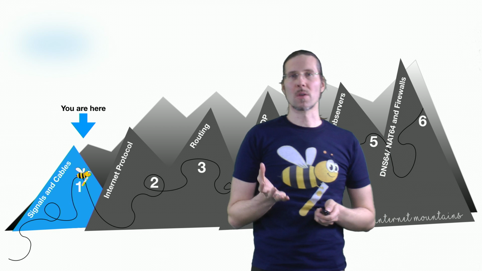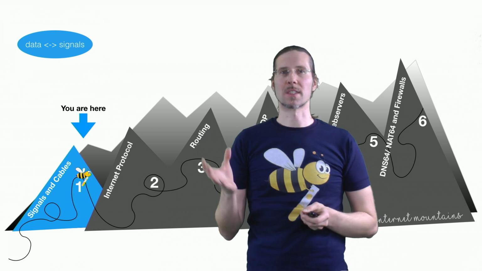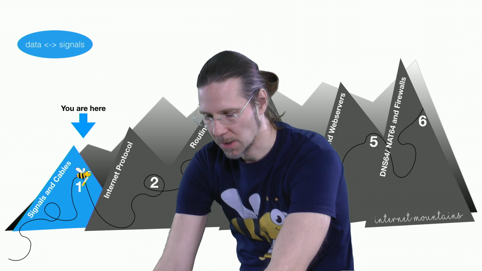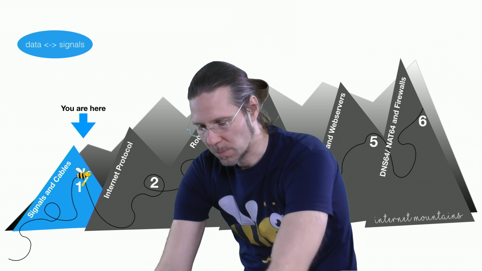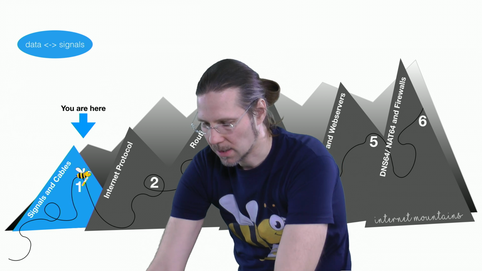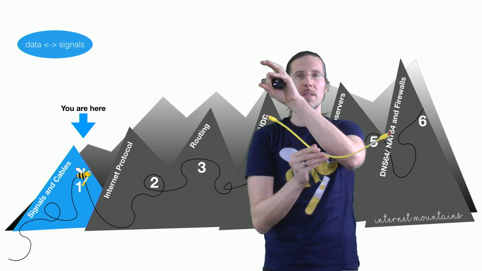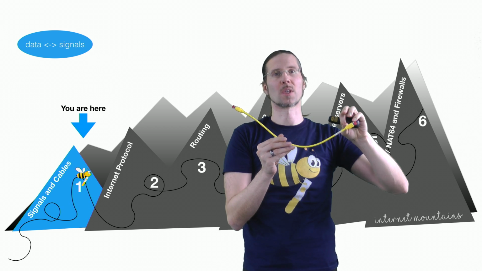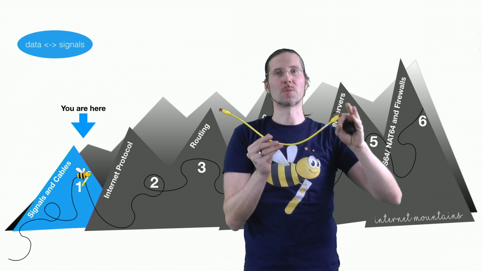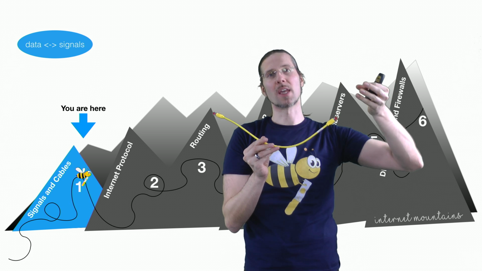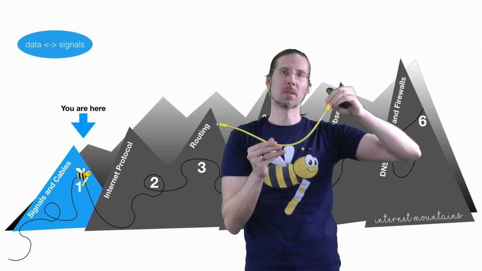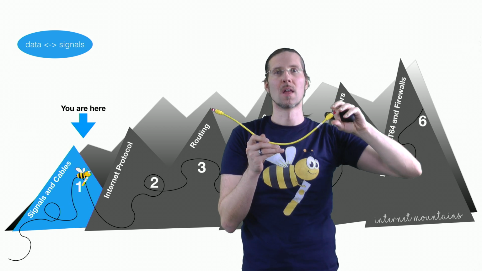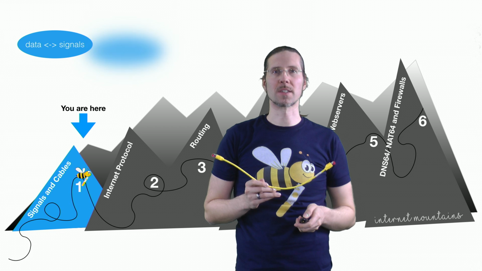Okay, so what did we look at? The first thing we looked at is data versus signals. So this was, how can we, let me just get the cable, how can we get data that we have on one side into a signal that we can transport over the cable, that is received on this side and decoded again. So the signal is received and then decoded again into data. So this was data and signals.